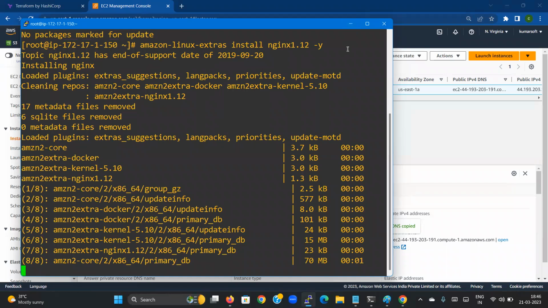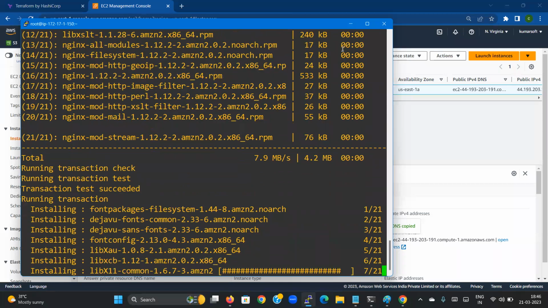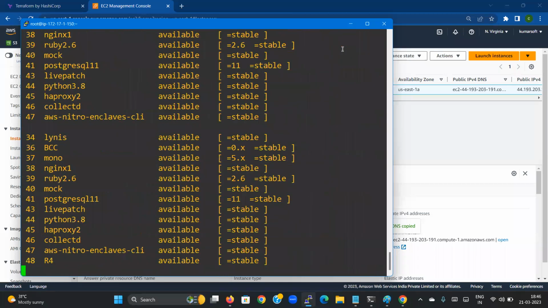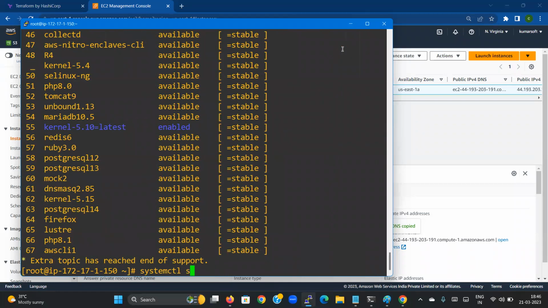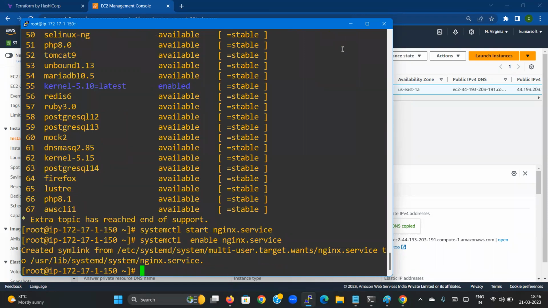When I install this, Nginx is one of the web services. I have installed this application. Okay, done. systemctl start nginx and systemctl enable nginx. Done.